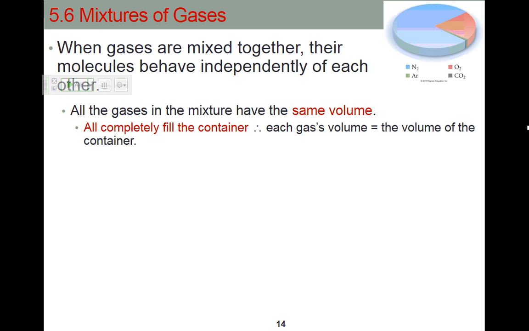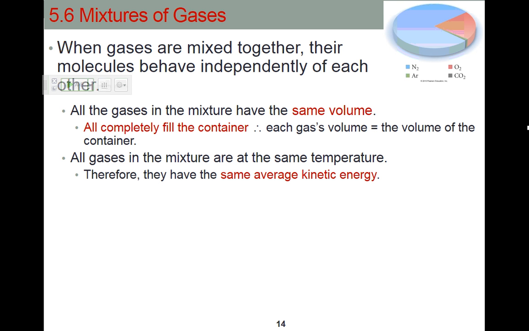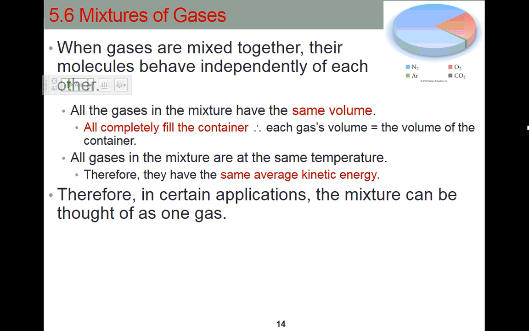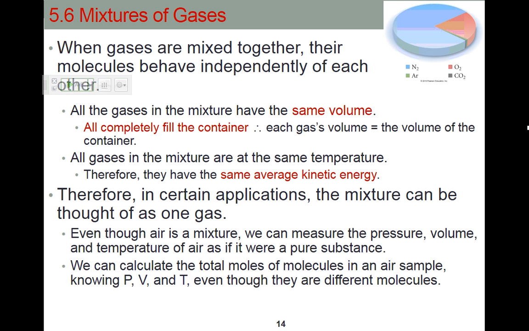So all of our gases in a mixture have the same volume, and they all have the same average kinetic energy. Therefore, in certain applications, you can think of a mixture of gases as one gas because of these properties. So even though air is a mixture, we can measure the pressure, volume, and temperature of air as if it was a pure substance, because all of the air molecules have the same volume and the same average kinetic energy. We can calculate the total moles of molecules in a sample of air if we know P, V, and T, even though they're different molecules. Now, we might have a different amount of moles of each gas, but we can figure that out.